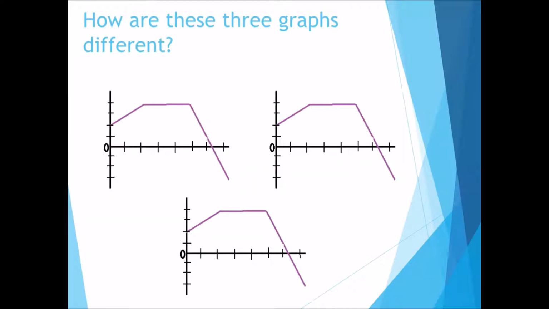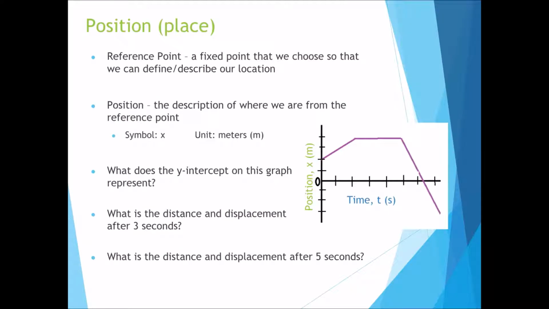Today we're going to be talking about graphing motion. So let's get started. How are these three graphs different? From first glance, they aren't. But if we add in our x-axis, which is time in seconds, and our y-axis, which in the first one is position, then velocity, then acceleration, we can see that each of these graphs tells us something different.